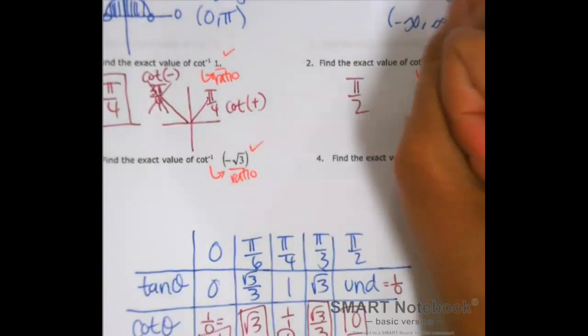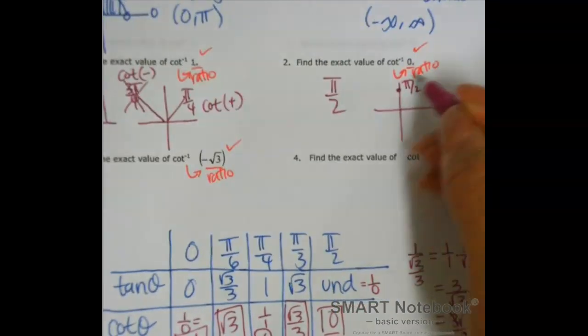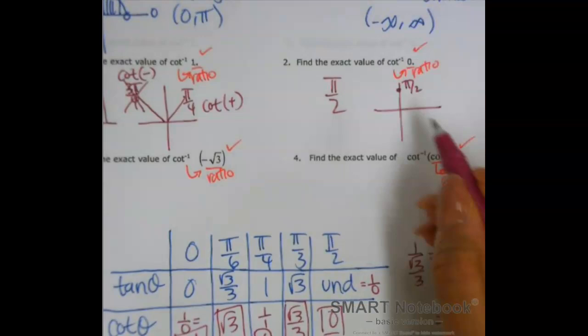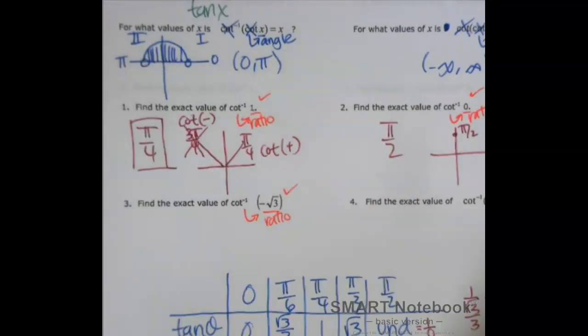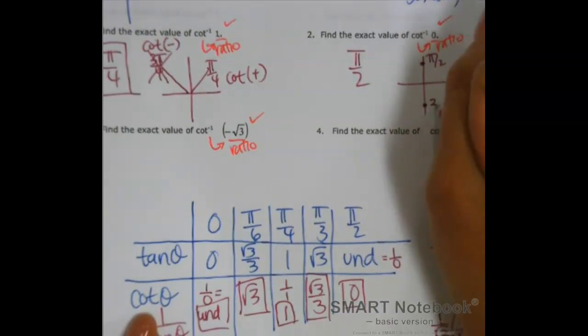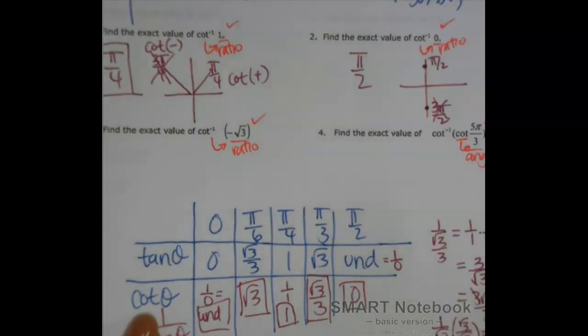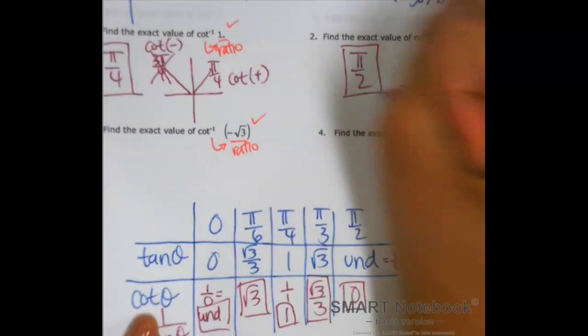Okay, let me look at my unit circle chart. You don't have to, but it'll help. For pi over 2, that's up here. That's in between the interval we were talking about, between 0 and pi. The only other place you're going to get a cotangent of 0 is down here at 3 pi over 2. Is 3 pi over 2 in your range that we were talking about? No. That would be your answer, just pi over 2.